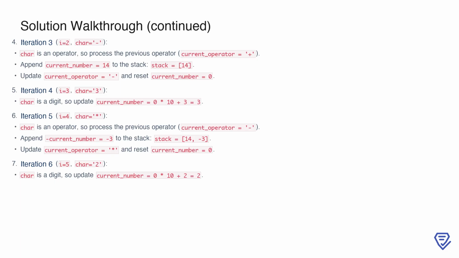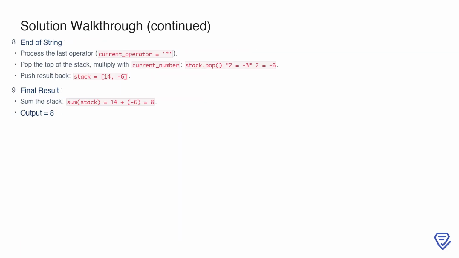In the sixth iteration, the character is 2, another digit. We update current_number to 2. At the end of the string, we process the final operator, which is asterisk. To do this, we pop the top of the stack, which is -3, and multiply it by current_number, which is 2. This gives -6, and we push this result back onto the stack. The stack now becomes 14, -6. Finally, to compute the result, we sum the stack, which gives 14 plus -6 equals 8. Therefore, the output of this expression is 8.